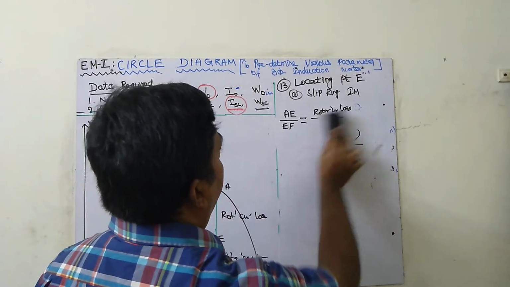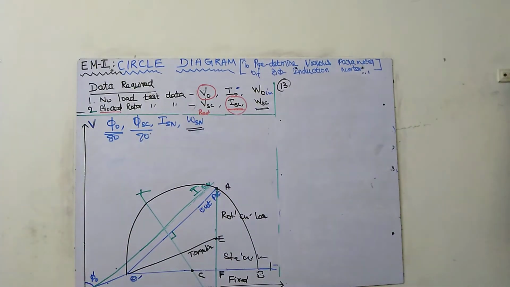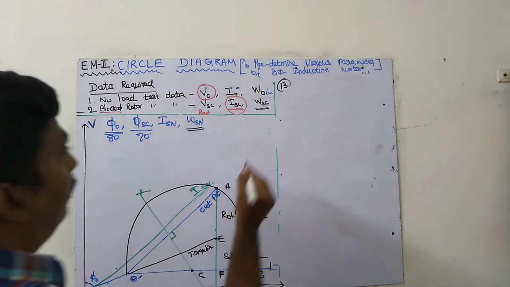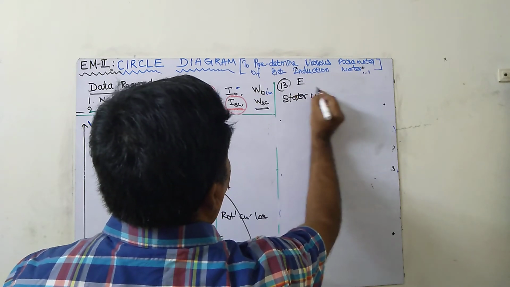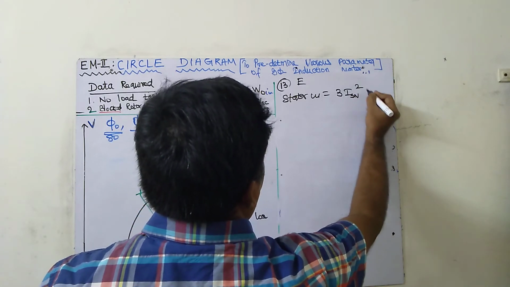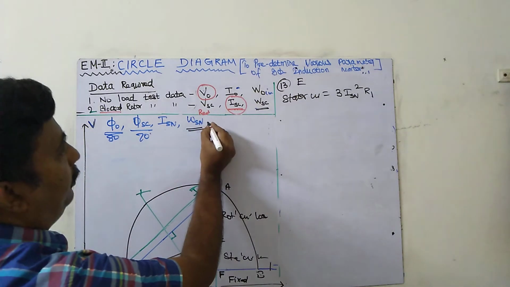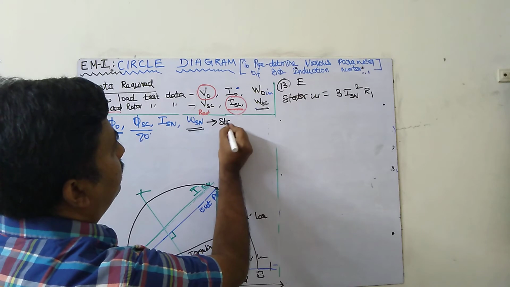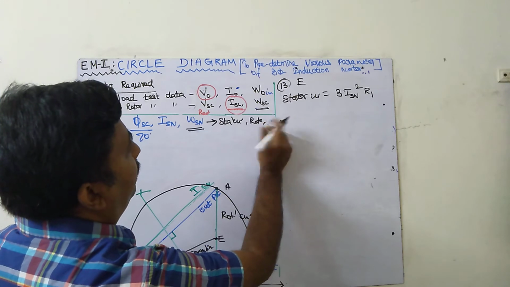For slip ring induction motor, how do we locate point E? It is simple. What is stator copper loss? Stator copper loss equals 3 into ISN square into R1. This is rotor copper losses. Total losses WSN consist of 3 losses: stator copper losses, rotor copper losses, and fixed losses.